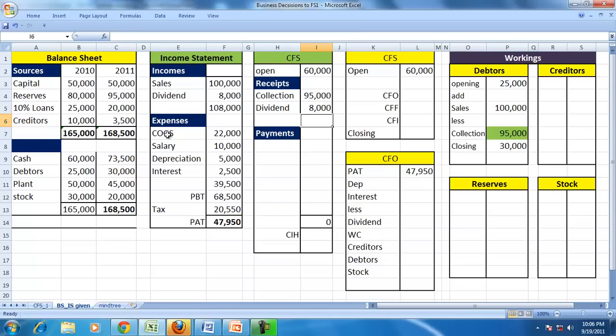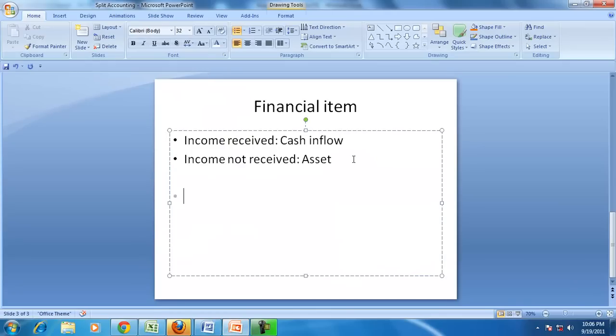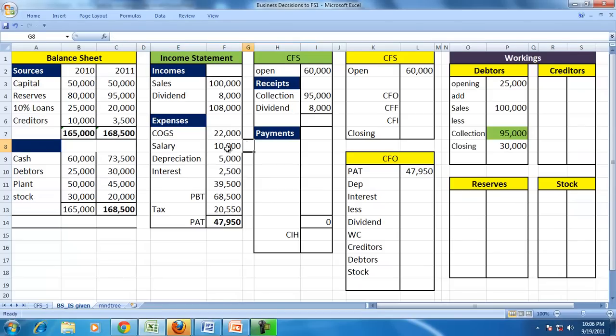Take the case of, we'll come back to COGS a bit later. Salary. Salary is an expense. In the same manner, we can say that an expense paid or expense not paid. If not paid, it should appear on the balance sheet on a liability. If it is paid, then it will be a cash flow. So observe here, salary is 10,000, but on the liability side there is no outstanding salary. That means entire salary has been paid during the year, so that is a cash outflow.